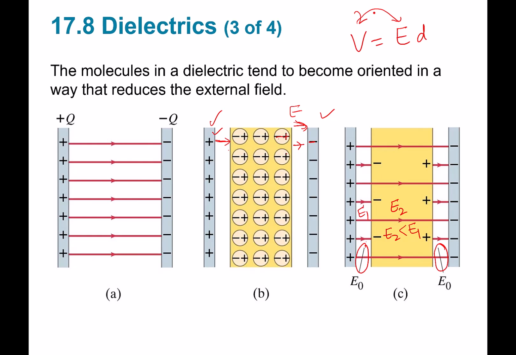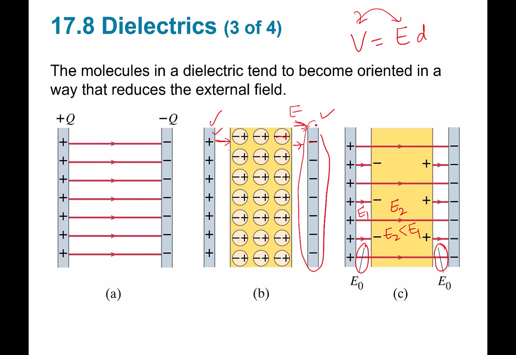So you have to understand these different figures. Figure A is just a simple capacitor when no dielectric is inserted. In figure B, the dielectric molecules will tend to become oriented. We also call this polarization. So they get polarized, and the negative sides line up close to the positive side, and the positive sides line up to the negative electrode on this side.